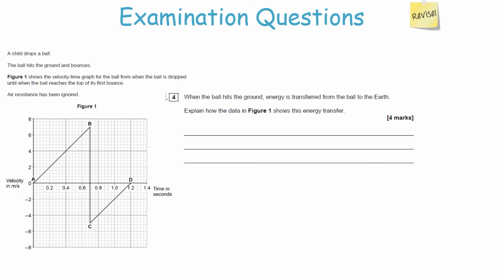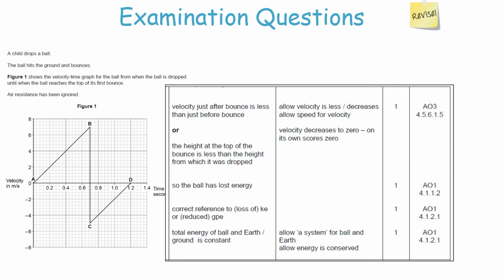So this is an example of work being done, energy being transferred, which is caused by a resultant force acting on our ball. Now you've got to use the data in the question to show why work is being done, why energy is being transferred. Now the easiest way to look at it is to consider the velocity at B and at C. So you'll notice that just after the bounce, the velocity is less than it was before.